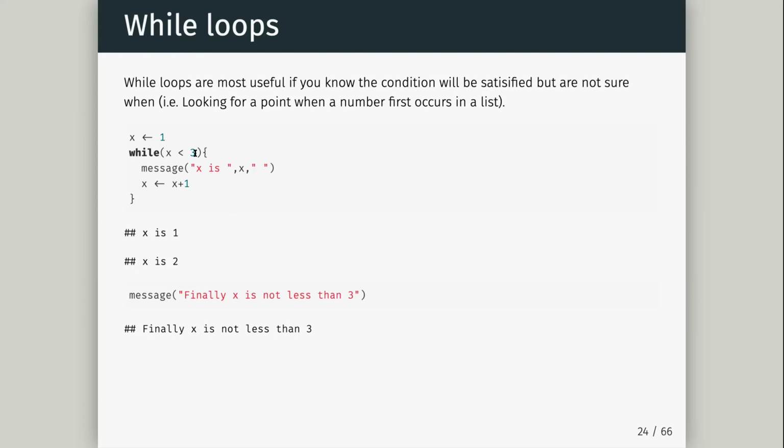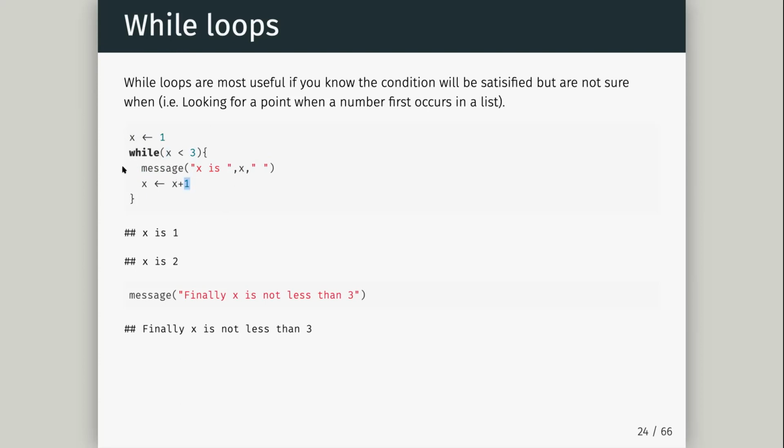In this case, we've got a really simple example. We set x to be 1, and I'm going to say while x is less than 3, message what x is. So this is a bit of the string I want to print, comma, I can put in a value here and it will evaluate what x is. And then once I've printed this message, I'm going to increase x by 1. So I'm going to add 1 to x.